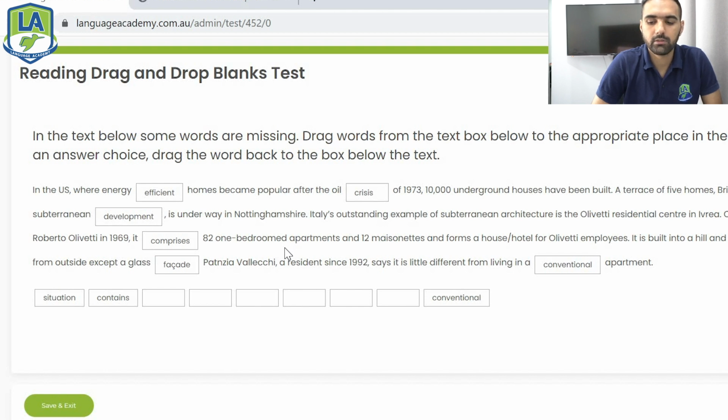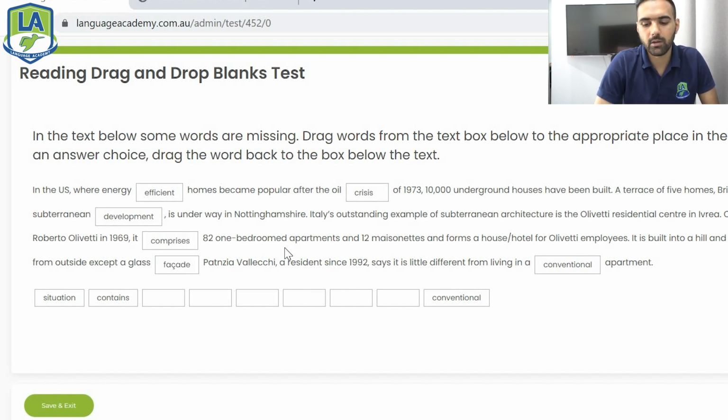Facade, why facade? Because they're talking about only a bit of glass we can see from outside. What you can see from outside of a house is the front face of the house, which is referred to as facade. And in a dash apartment, it is different. So living on the hill is a bit different to how we live in a conventional, meaning old fashioned or traditional apartment. So these are the answers.